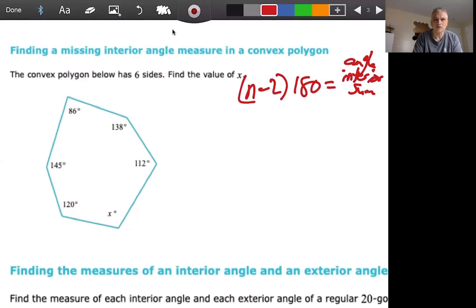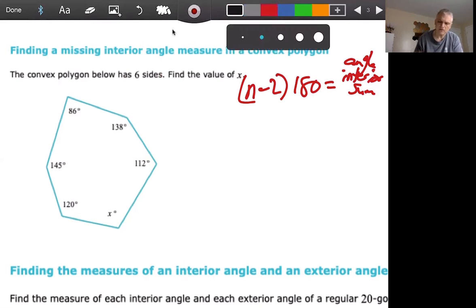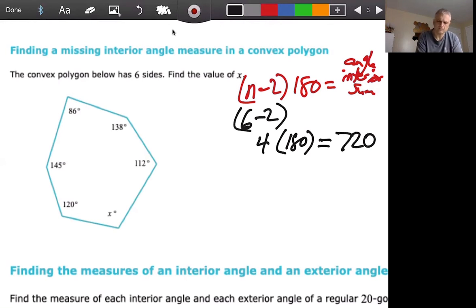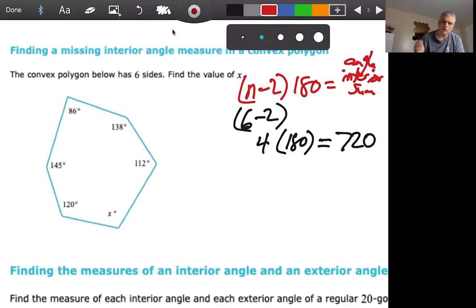We should know it, right? We should be able to do that. So since it's a hexagon, that would be 6 minus 2, or 4, times 180. And 4 times 180 is 720. Times 4 is 32, yep, 720. So I know that the sum of all of these angles in the interior of this convex hexagon is 720 degrees.